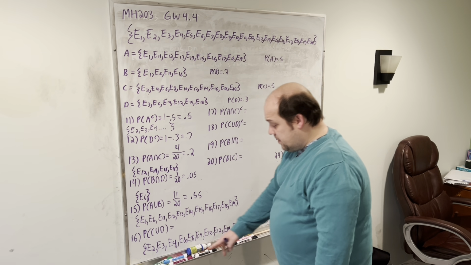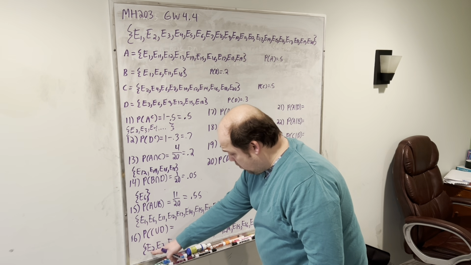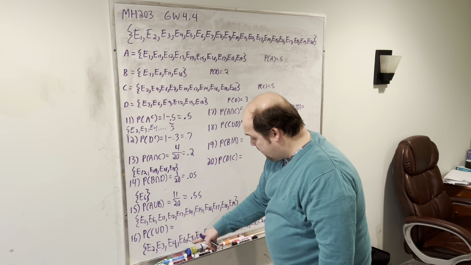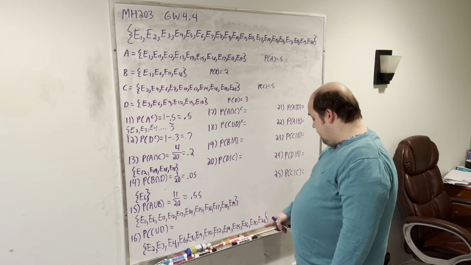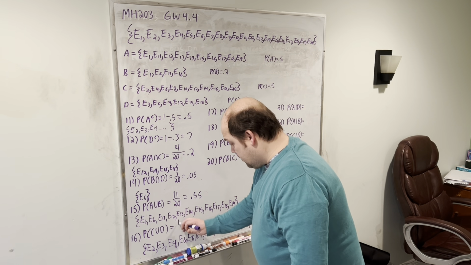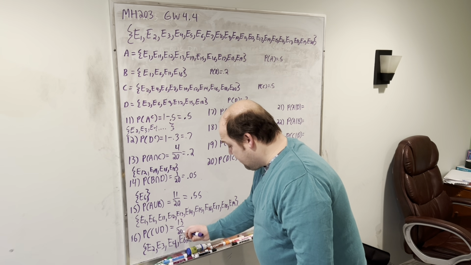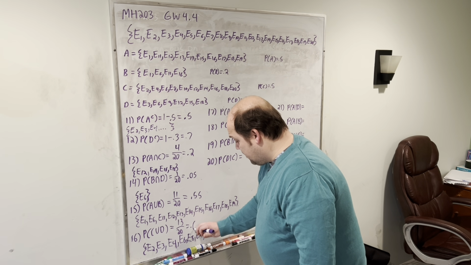As I go to count how many things are in C union D, 1, 2, 3, 4, 5, 6, 7, 8, 9, 10, 11, 12, 13 things. 13 out of the total 20 available gives me a decimal of 0.65.